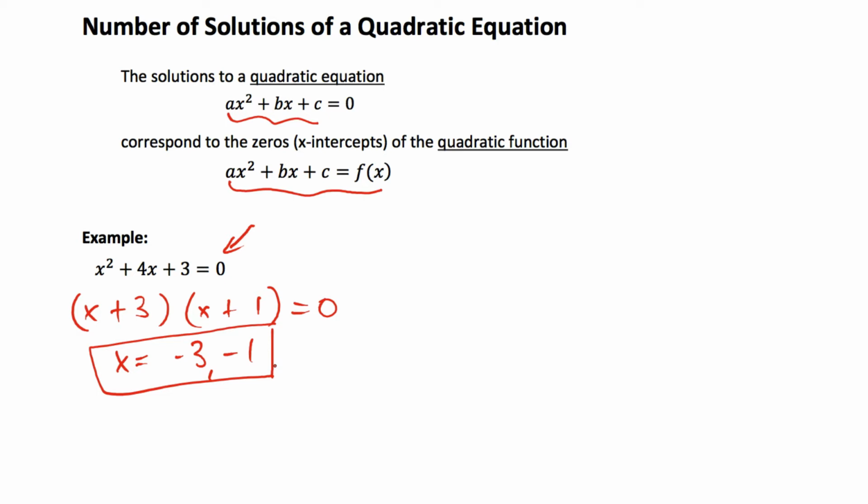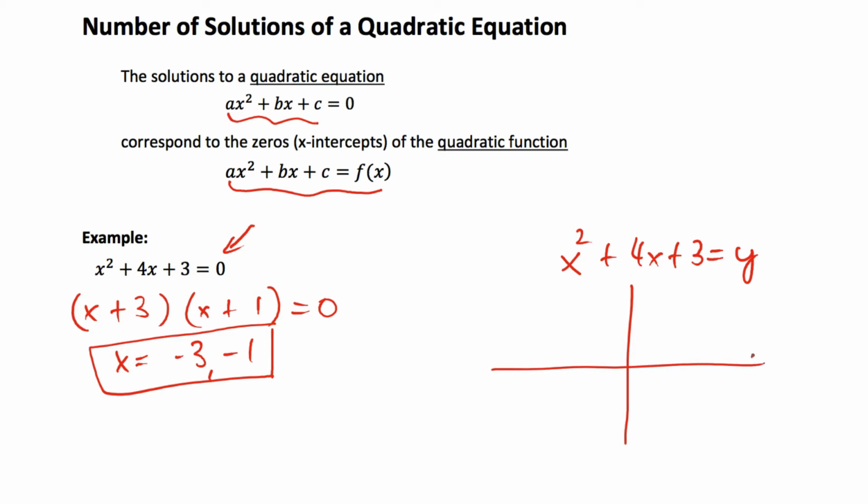And in terms of the connection to the corresponding function, in this case it would be our quadratic equaling y, which is made up of an infinite number of points. But the connection of these solutions to the equation and the function is that the x-intercepts of the function are the solutions to our equation. And we know our quadratic function is a parabola, in this case opening up, and there's our two solutions visually.